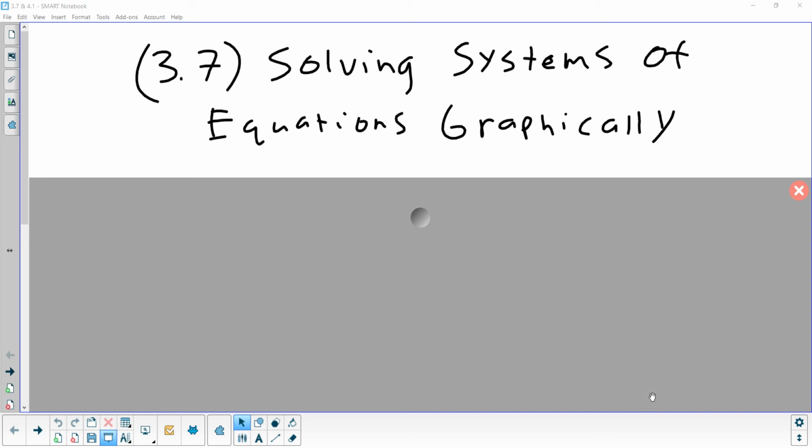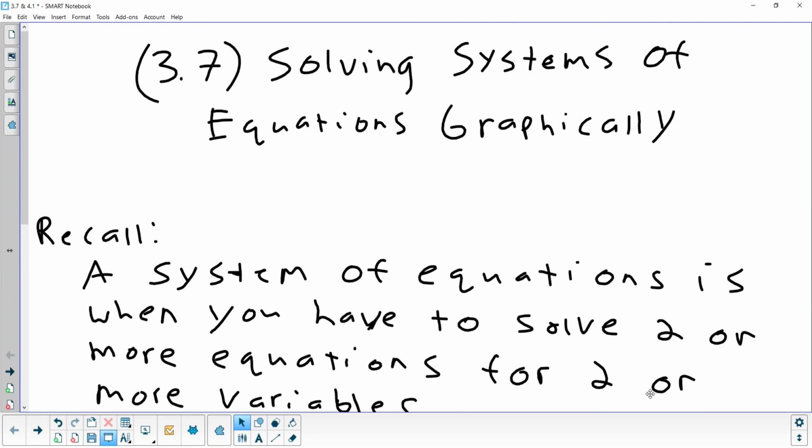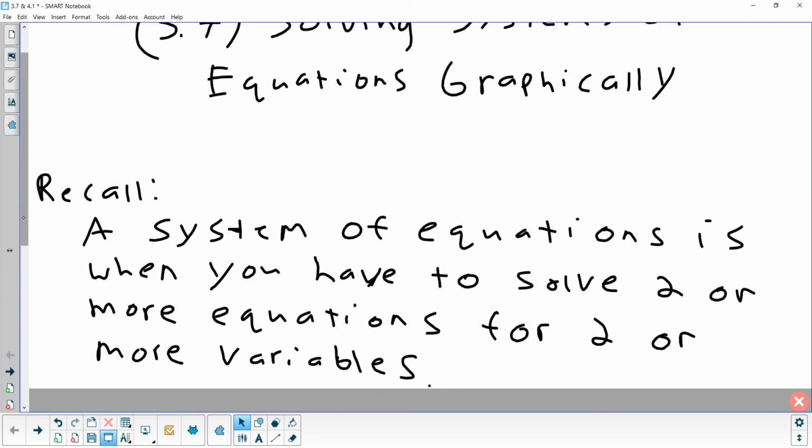Okay, so 3.7, we're taking a look at solving systems of equations graphically. Remember from Algebra 1, a system is when you're solving for two or more variables. All the problems I give you today will have two. They won't have more than two.